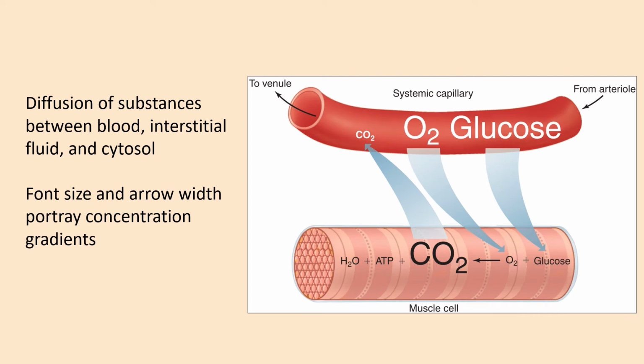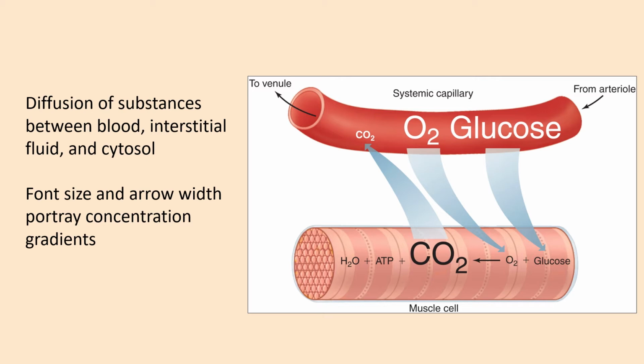Here we see the movement of materials between blood, so that's inside the systemic capillary at the top, and a tissue cell. So down below we see a muscle cell, and not really well represented here, but between the blood vessel and the muscle cell we have interstitial fluid. So during capillary exchange, I'll remind you that substances are moving between blood and interstitial fluid. The grayish-blue arrows represent diffusion of substances along their concentration gradients.